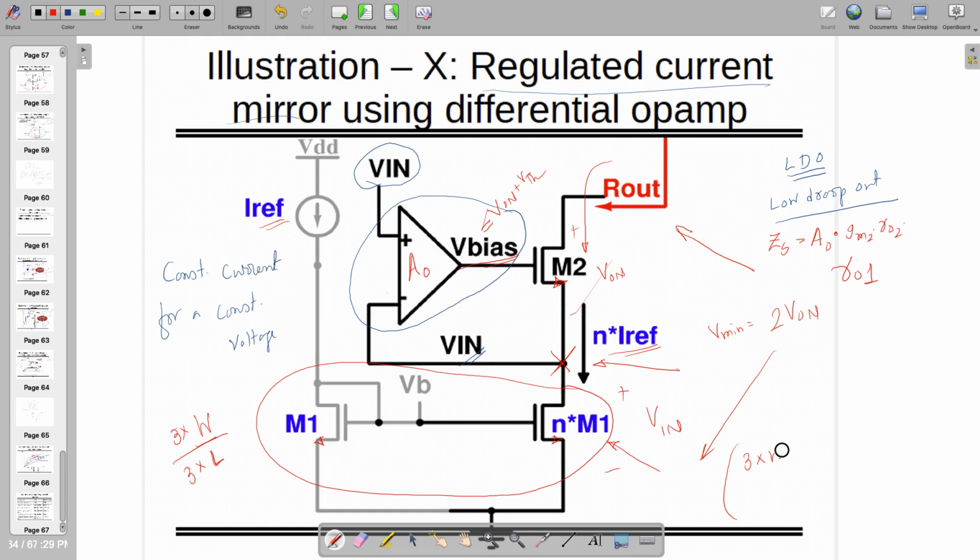So in that case, this one becomes 3 times W divided by 3 times L. This is the unit identical transistor. However, to just match them, we are going to use the multiplier as N. This is what we are going to do so that you can have better matching and better things can be achieved over here.